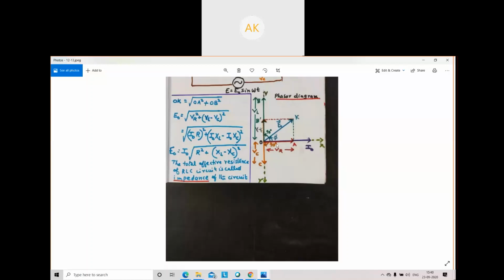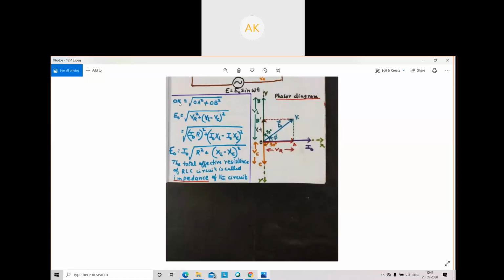The angle between these two vectors is 90 degrees, so the term becomes 2AB cos 90. Cos 90 is 0, so the third term will not be there because it is 0. With this we can write the equation.